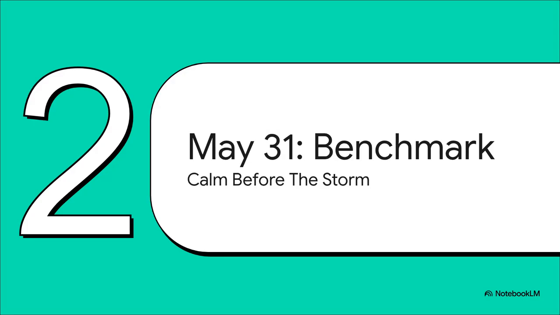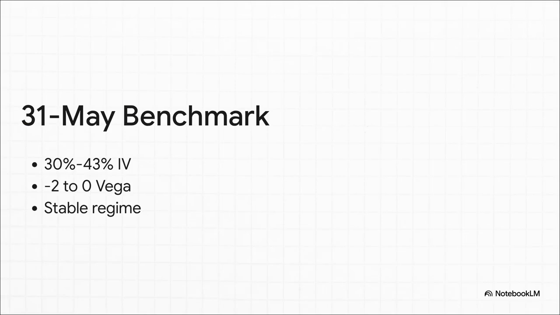Section 2. May 31st, the benchmark regime. I want you to picture the trading desks on a quiet Friday afternoon. Notice how this light blue cluster for May 31st is tightly compressed horizontally between 30 to 43% IV and bounded perfectly vertically between -2 and 0 Vega. This is a highly stable, completely normalized regime. It's just predictable, structured pricing as traders were quietly coasting into the weekend.